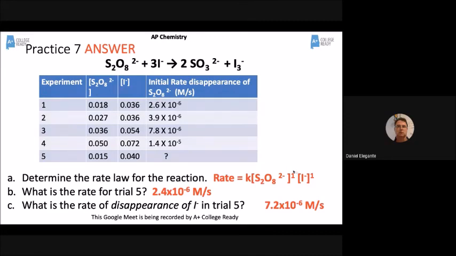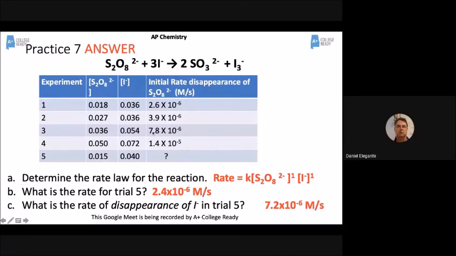So how did we know that to be true? Well, when this one goes up by a factor of 1.5, so when we go from S2O8 from 0.018 to 0.027, we do this bigger number over the smaller number. So the rates compared to the concentrations. When this one goes up by a factor of 1.5, this also goes up by a factor of 1.5. So 1.5 to what power is equal to 1.5? That's where we get the exponent of 1.